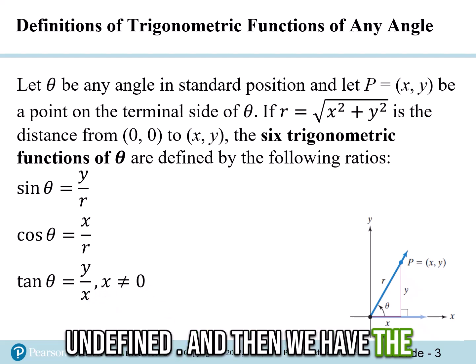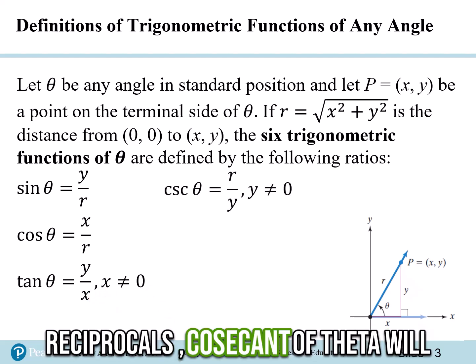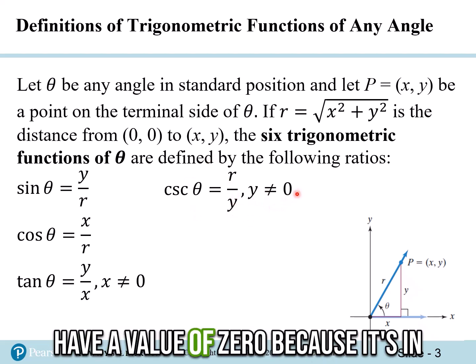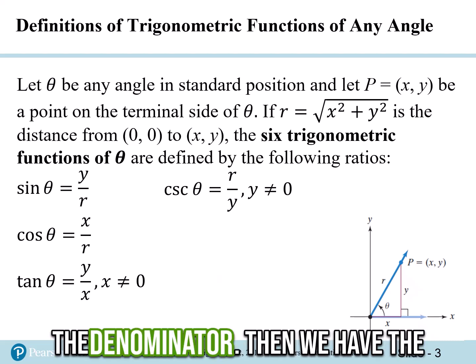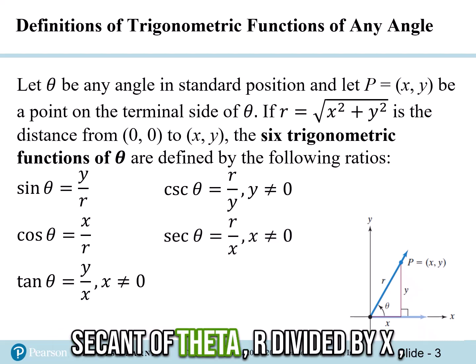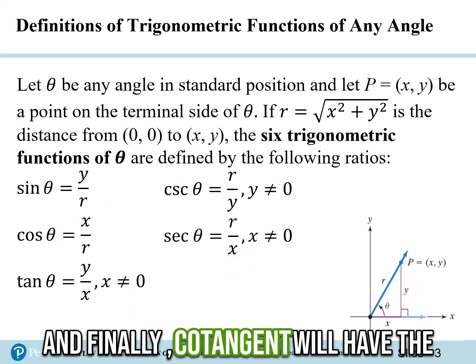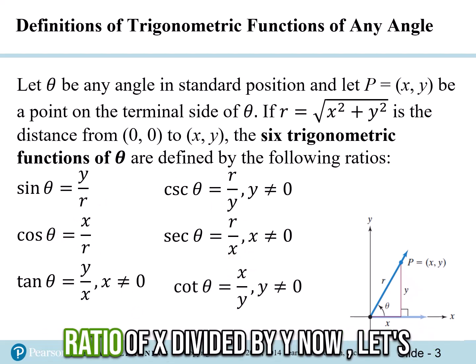And then we have the reciprocals. Cosecant of theta will be r divided by y. Again, y cannot have a value of 0 because it's in the denominator. Then we have the secant of theta, r divided by x, which is the reciprocal of cosine. And finally, cotangent will have the ratio of x divided by y.